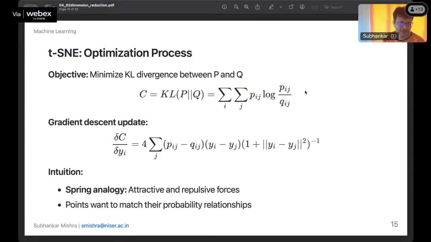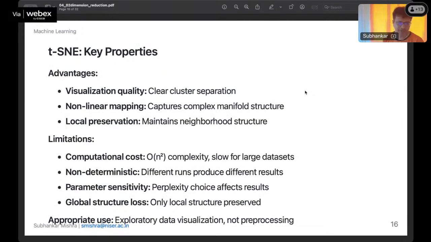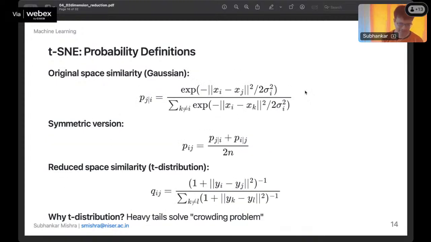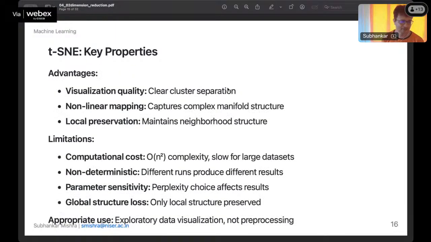What are the key properties of t-SNE? One is that it is easier to visualize, it does nonlinear mapping, and it preserves local structure. The only difference is that t-SNE is a little bit expensive. It is order of n squared. You can guess where that comes from: we have to calculate Euclidean distance over all points, so it becomes very slow. If you have 1,000 points in 1,000 dimensions, we have to calculate the distance between all the points.